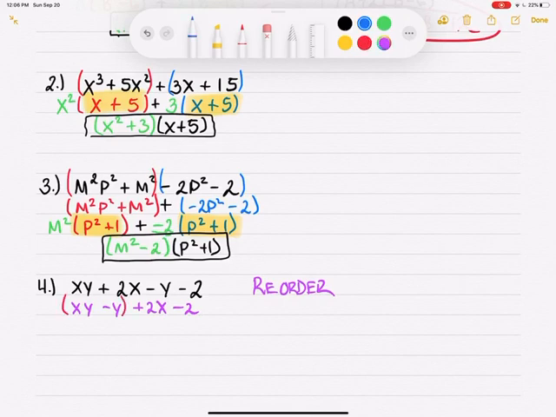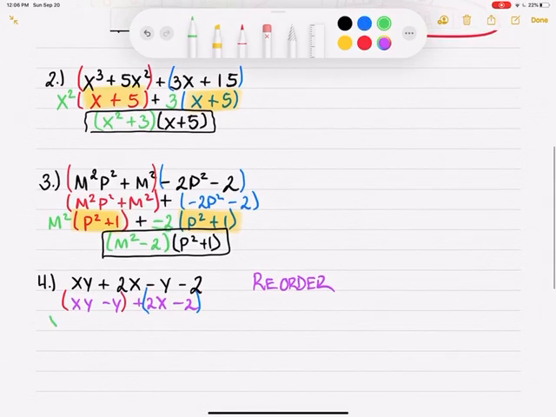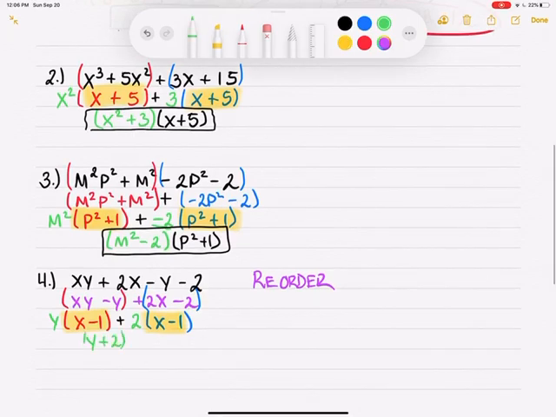So now when I group it, the first group has a common factor of y, and it will leave me with x minus 1. Bring down the addition sign. The second group has a common factor of 2, and it will leave me with x minus 1. My GCFs are y plus 2, so I'm going to bring those together. And then I wrote down x minus 1 twice, so I'm bringing that down as well.